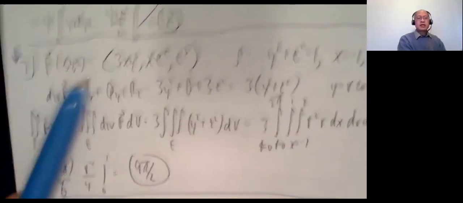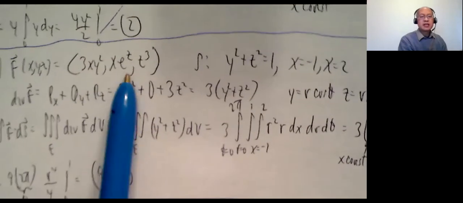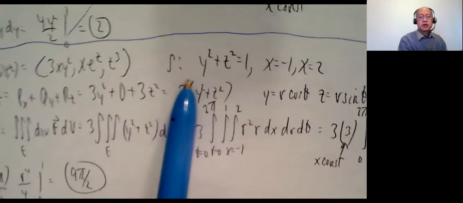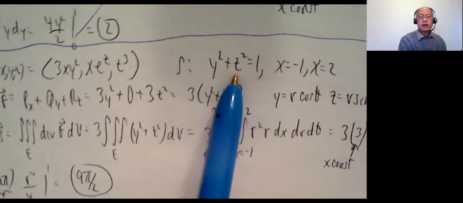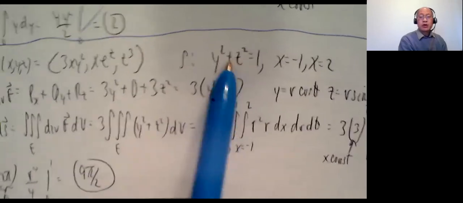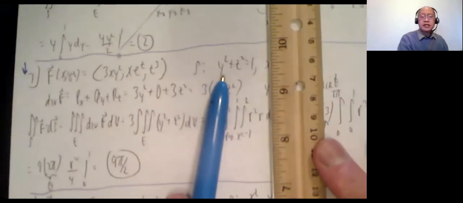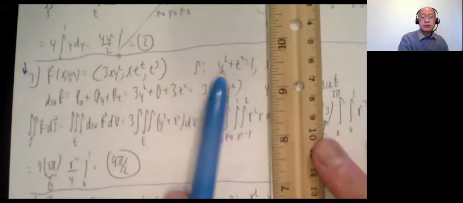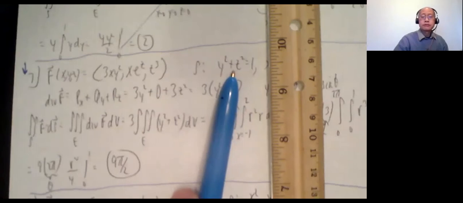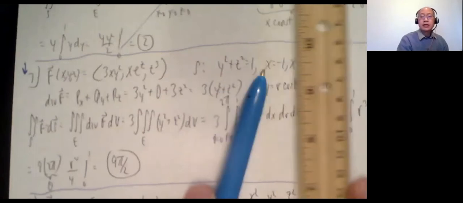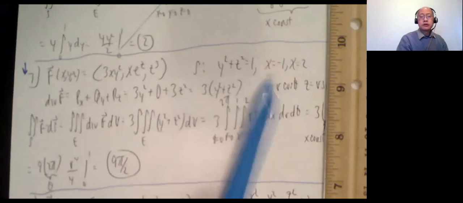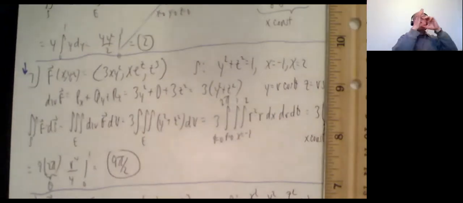So f of x, y, z is 3xy squared, x e to the z, z cubed. The surface is y squared plus z squared equals 1. Okay, if I only look at this, suppose there were no x. If I look only in the yz plane, this is a unit circle. Now let x go from -1 to 2. So you have a circle and it goes like so. So you get a cylinder, right? Which means cylindrical coordinates.